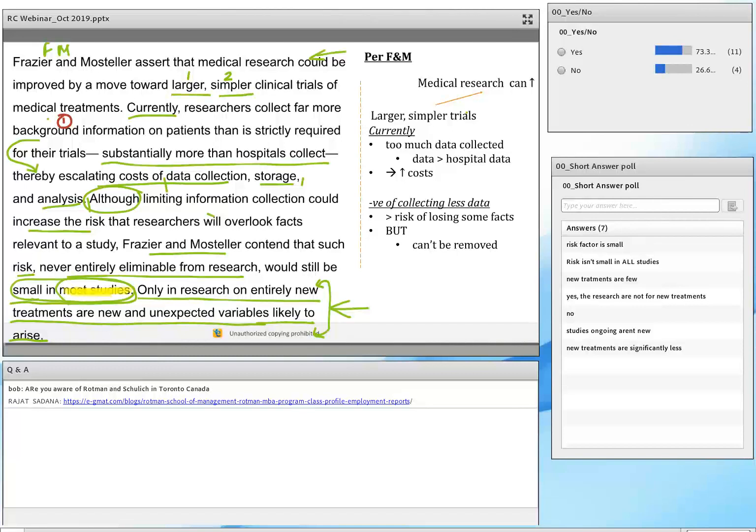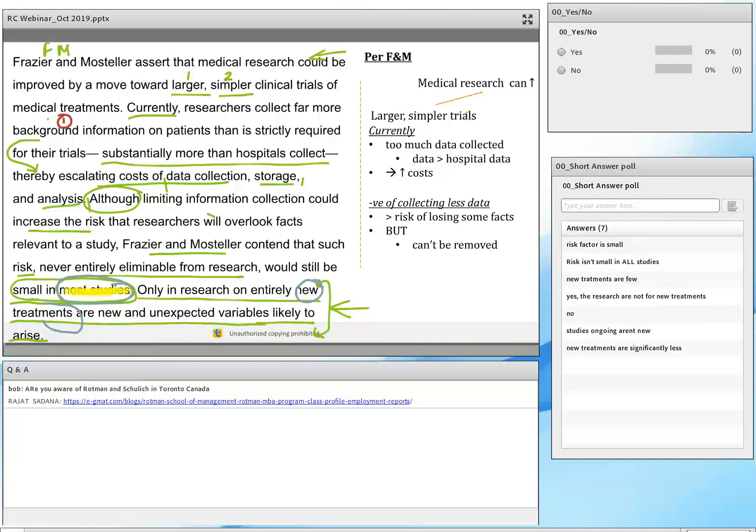because Fraser and F&M are saying that the risk will be small in most studies, okay, and then they're also talking about these examples of where the risk is high. That means that according to them, these new treatments are not that many in number. The new treatments are significantly fewer in number. Absolutely. Okay.